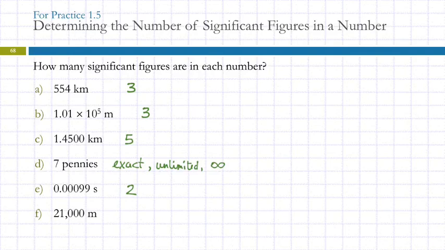How about 21,000 meters? Yeah, technically this is ambiguous. If you said ambiguous, I'd be okay with that. If you were pressed for a number, I'd want you to say 2. Because we're going to assume the worst unless we're told otherwise. But if it's not 2 significant figures, it should be written differently. Okay, any questions?